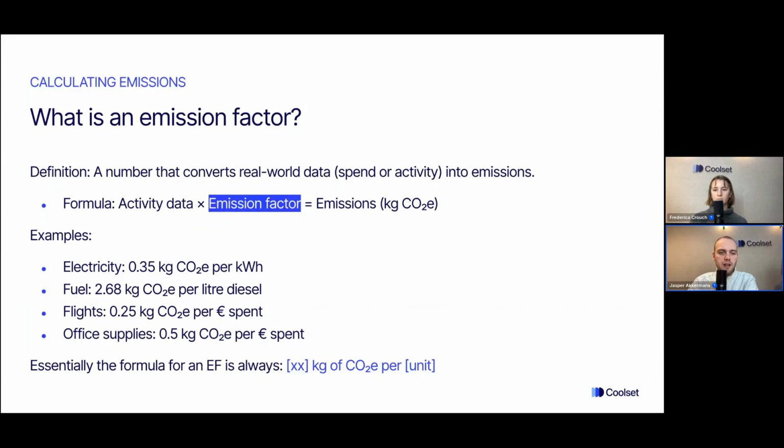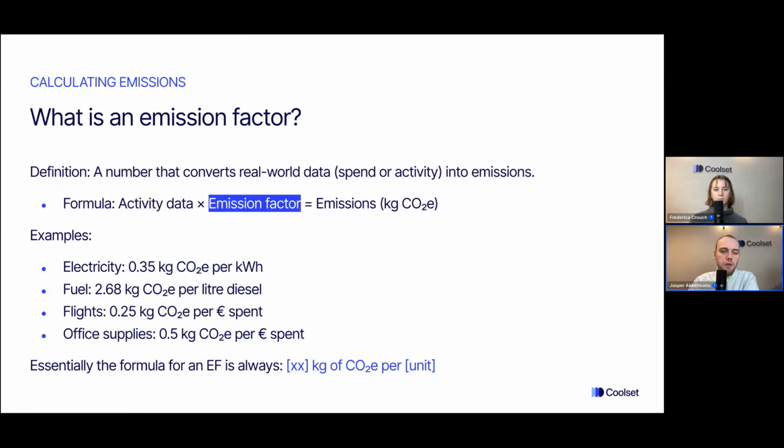Quick definition here: an emission factor is a number that converts real-world data, either spend or activity, into emissions. It's as simple as that. And the formula that we always use for this, it doesn't matter how complicated the emissions behind it are, is activity data multiplied by emission factor equals emissions in kilograms of CO2 equivalent. That's more or less always the default formula that you're going to see.